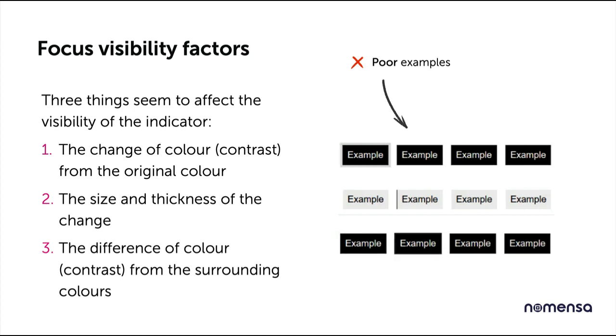And the last example is showing the difference of contrast from the surrounding colours. So in this case, 4 dark buttons with a 1 pixel dark indicator going around it, which makes a very subtle difference in size. So that lack of adjacent contrast is what makes it more difficult to see. So that's change of contrast, size and thickness, and the adjacent contrast.